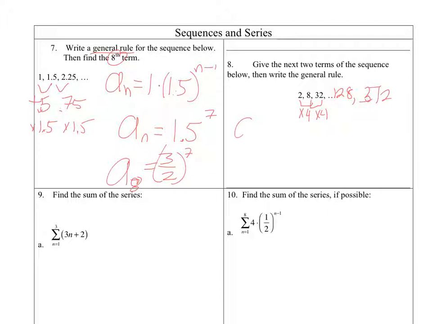This is another geometric rule. So we're looking at the rule for the nth term is going to be starting number 2, ratio is 4 to the n minus 1.